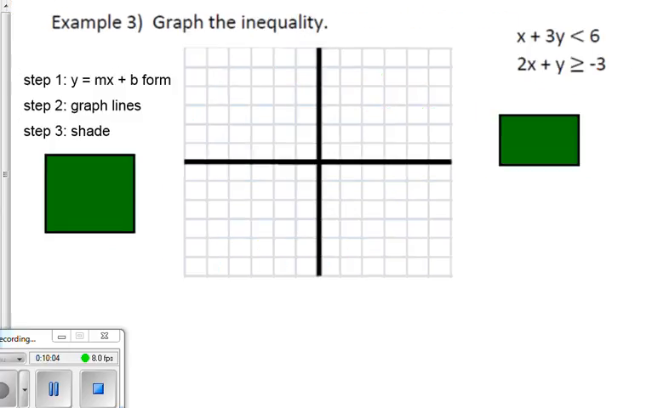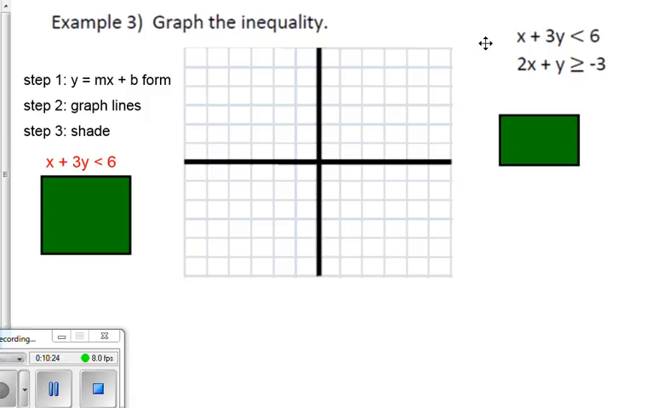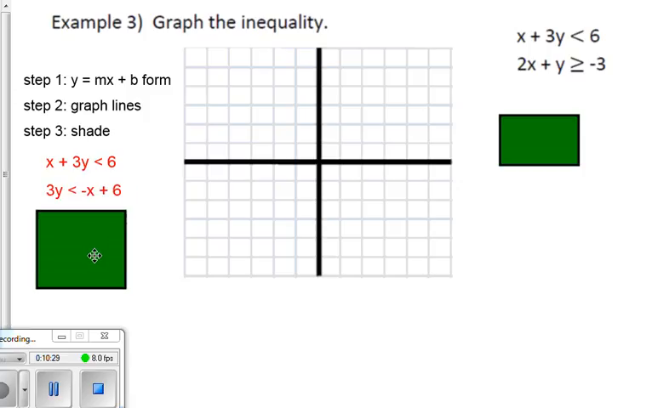All right, let's look at this system of inequalities. We've got x plus 3y is less than 6, and 2x plus y is greater than or equal to negative 3. Well, the first thing we need to do is get them into y equals mx plus b form, and neither of them are there. So we have some work to do with each of them. In our first one, we would start with x plus 3y is less than 6, and we could subtract x from both sides. If you subtract x on both sides, you'd be left with 3y is less than negative x plus 6, and this is a positive 6, so we're still going up 6 from there.